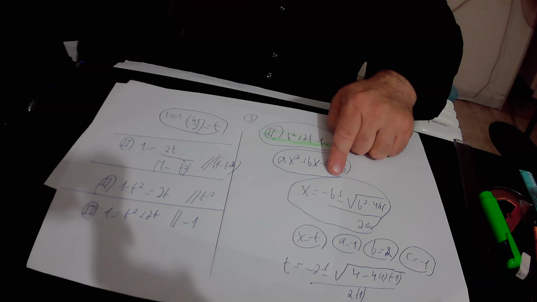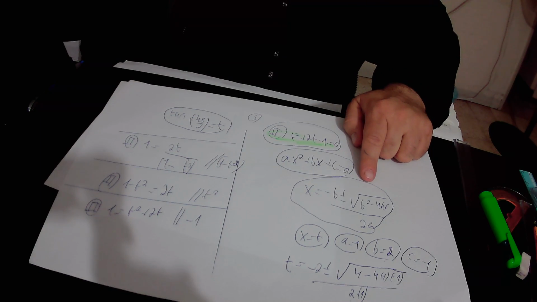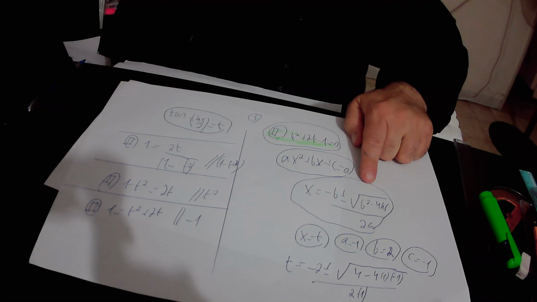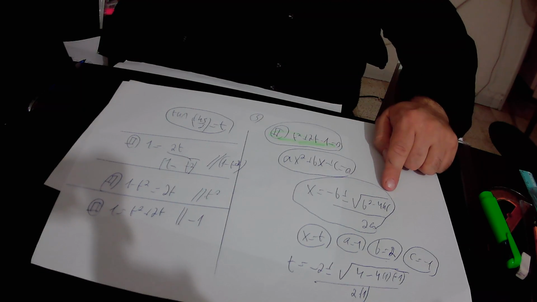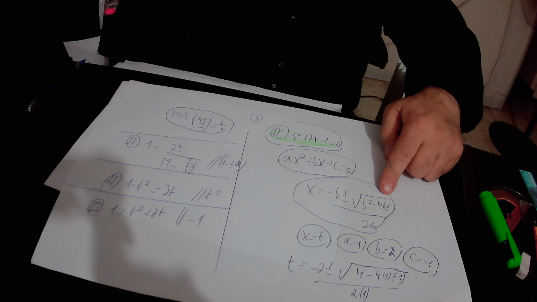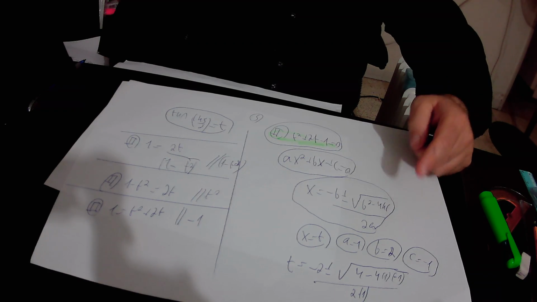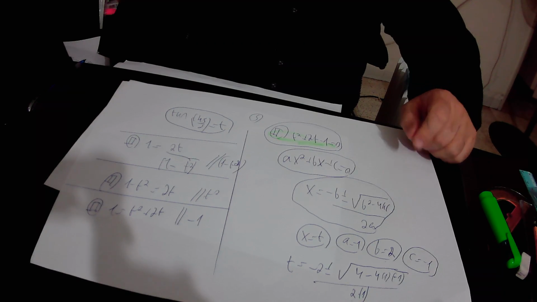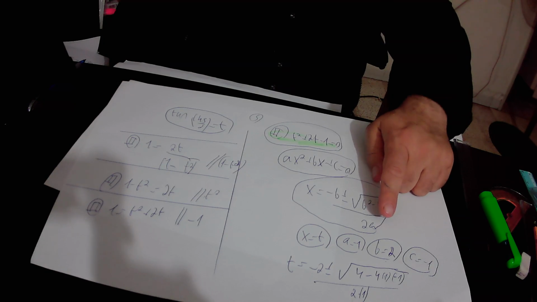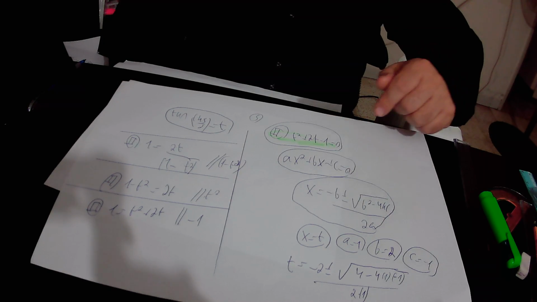B is 2, so minus b is minus 2, plus minus the square root of b squared. B is 2, so b squared is 2 squared, that is 4, minus 4 times a times c. So minus 4 times a, where a is 1, and c is minus 1. So it is minus 4 times minus 1, over 2a. A is 1, so 2a is 2 times 1, that is 2.